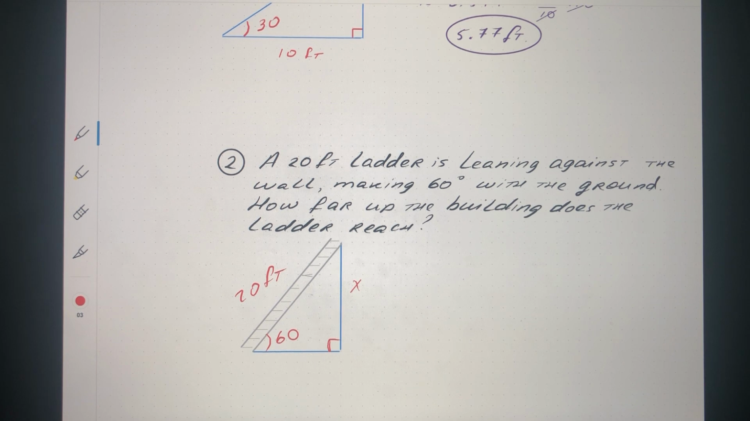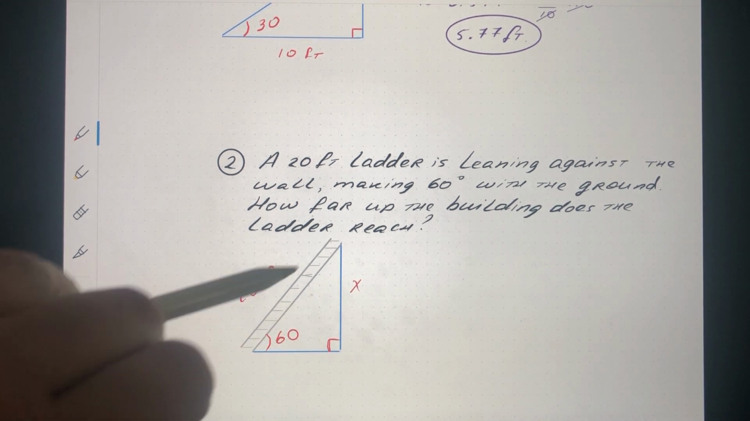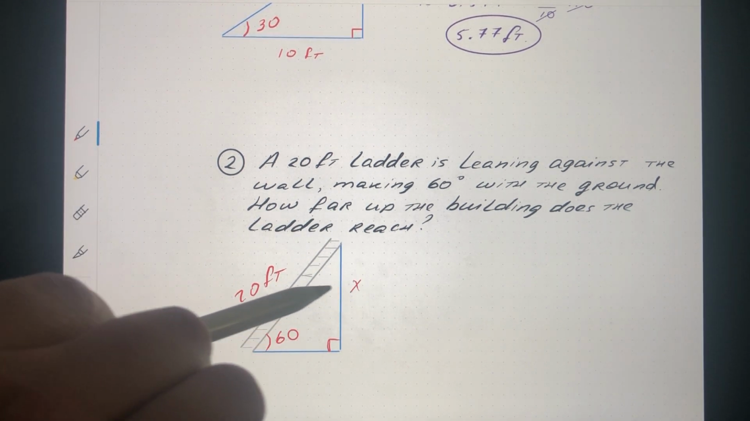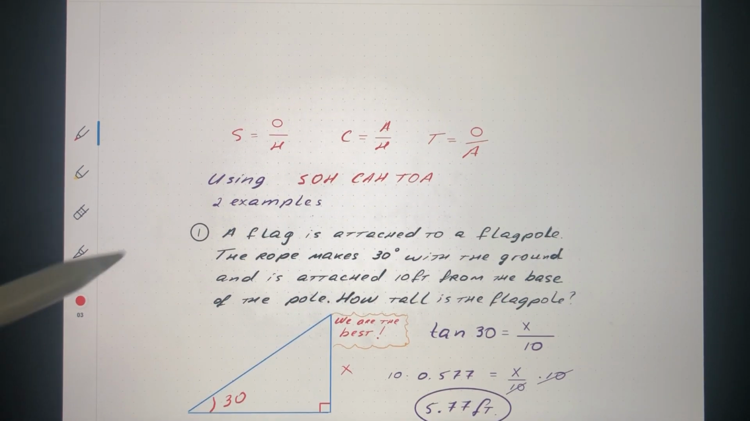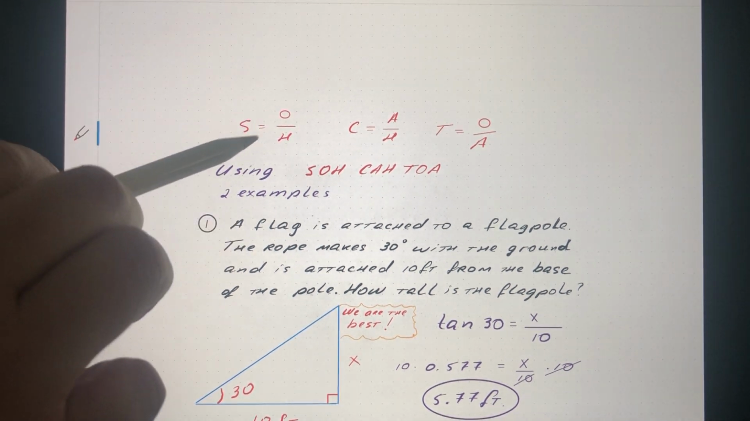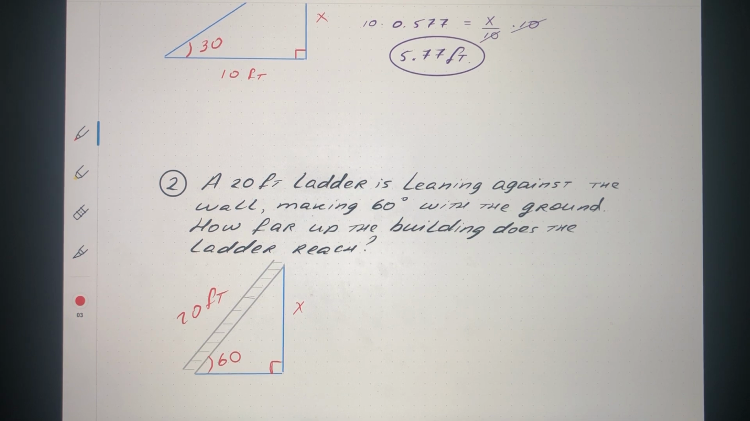Now for this angle, this side is opposite, and the longest side is always the hypotenuse. So which function connects the opposite with the hypotenuse? Looking at our SOH, we see that the sine connects the opposite with the hypotenuse. So that's the function to use. Let's go and use the sine. So now we have the sine of 60 degrees is opposite over hypotenuse.